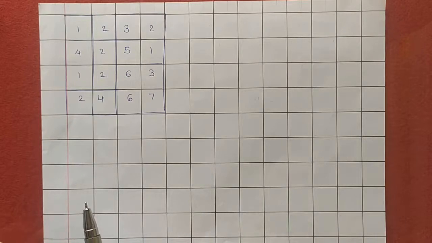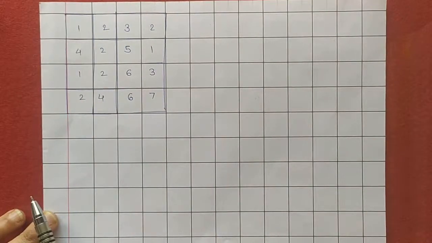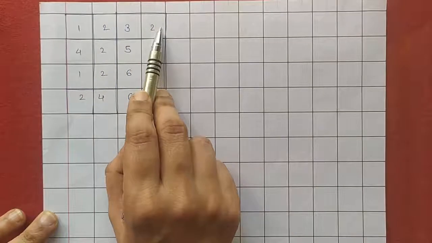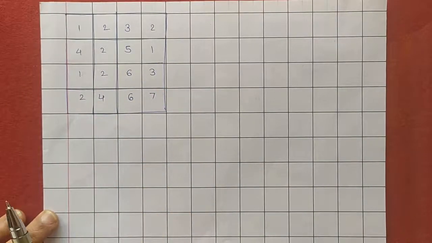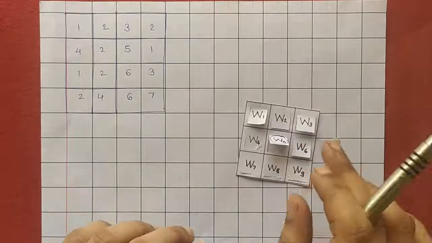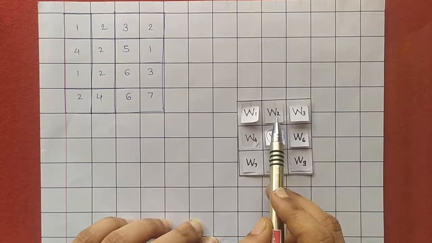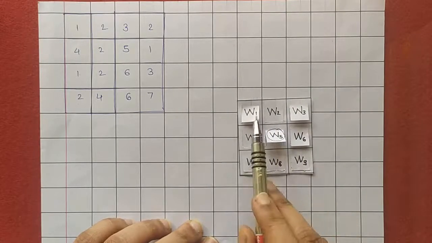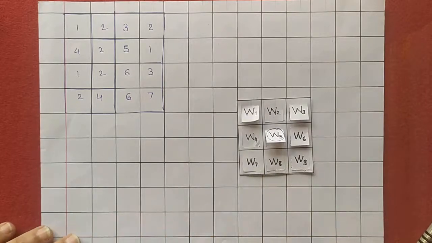Today we are going to solve the numerical for low pass averaging filter. Here one image is given. This image has a total of 4 columns and 4 rows. So a 4 by 4 image is given and we have to filter it by using the low pass averaging filter. So this is our low pass averaging filtering mask. The values of W1, W2, W3, W4 up to W9, these coefficients have the value 1 by 9 in the case of low pass averaging filter.